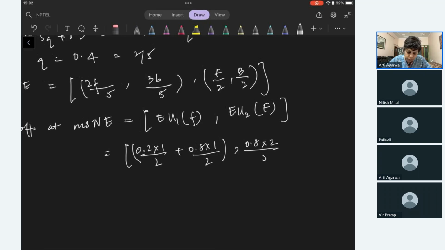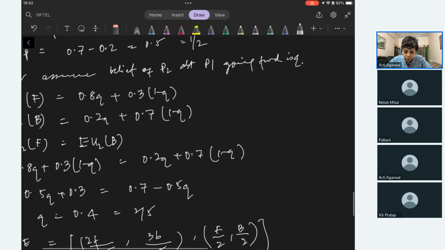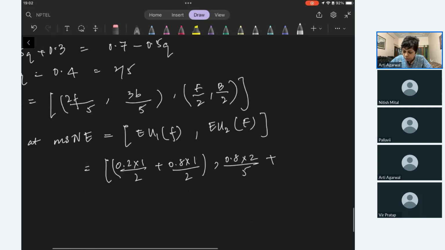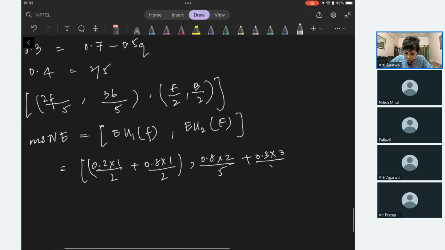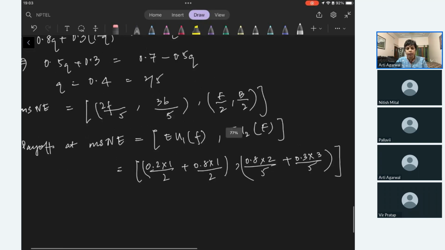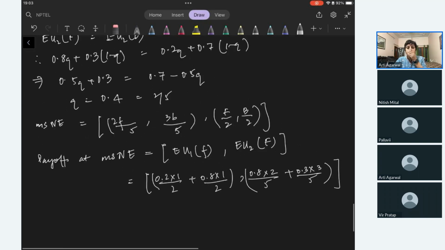Plus, what is the equation? 0.3 into 1 minus Q. This is 0.3 into 3 by 5. You can simplify this and find out what the payoffs are at MSNE. This is not usually asked, but I think they've asked you this somewhere in your assignment, in your submission.